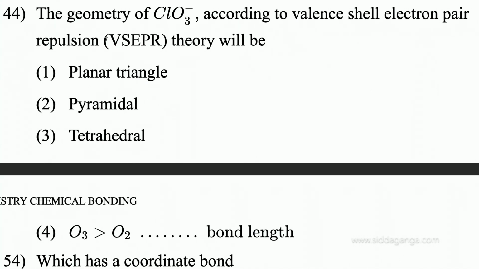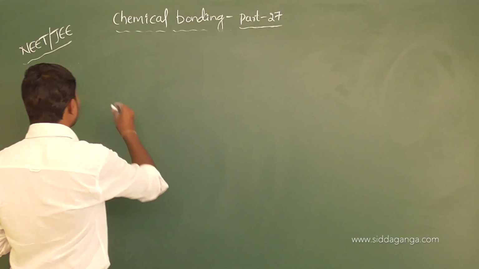The geometry of ClO3 minus according to valence shell electron pair repulsion theory will be. Okay, the geometry of ClO3 minus.